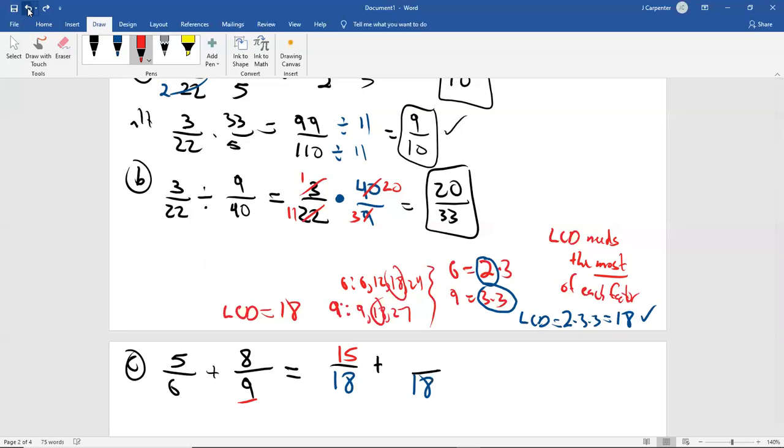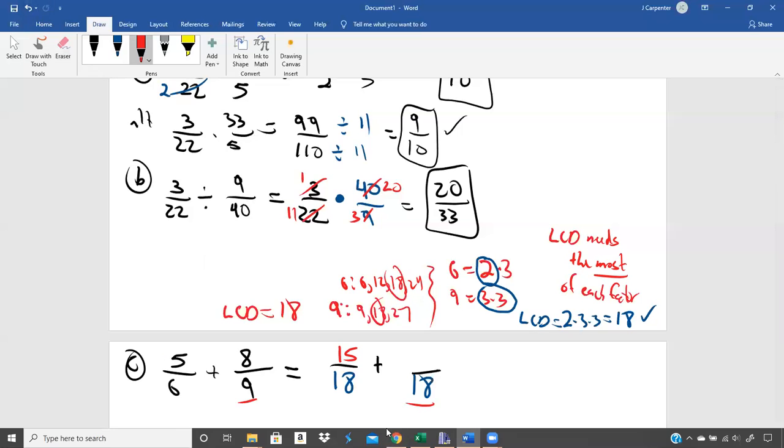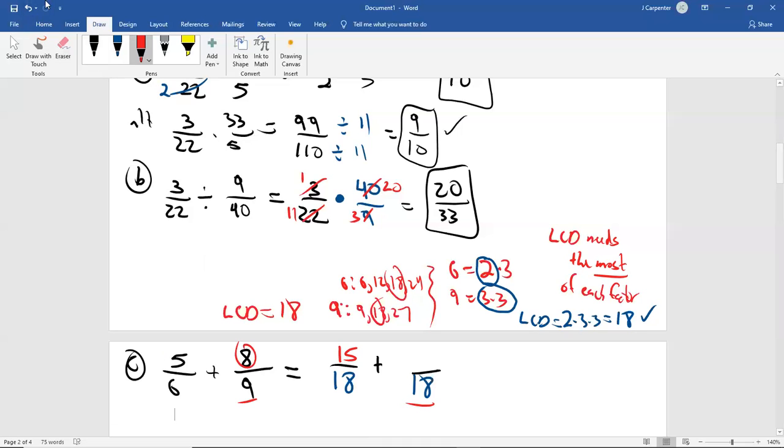For the second one, we say 9 goes into 18 twice. 2 times 8 would be 16. So that new numerator is 16. Don't trust it, reduce it. 2 goes into both. 2 goes into 16, 8 times, and 2 goes into 18, 9 times.